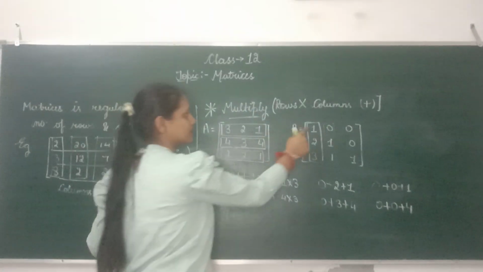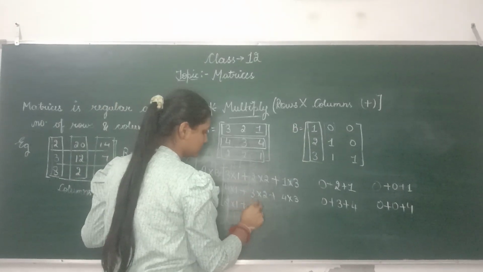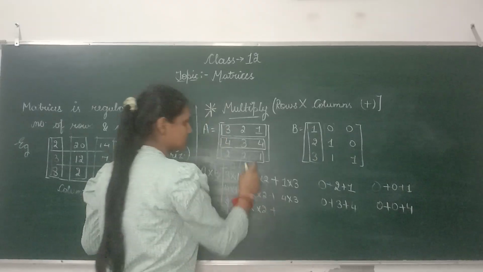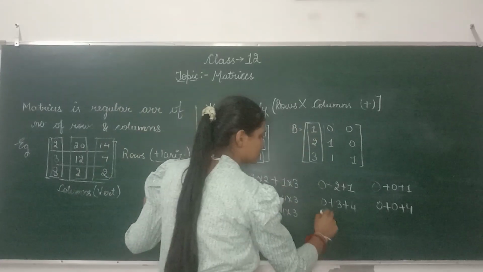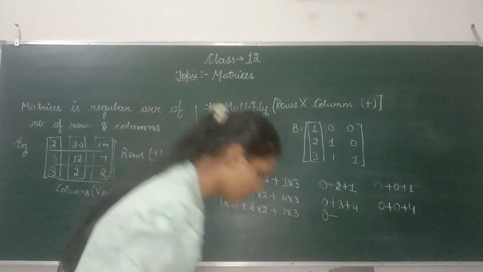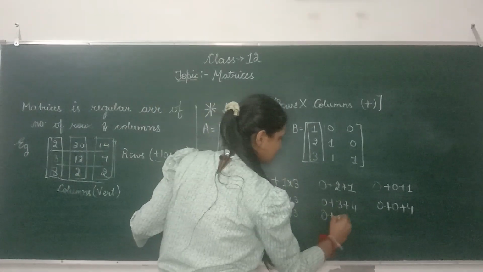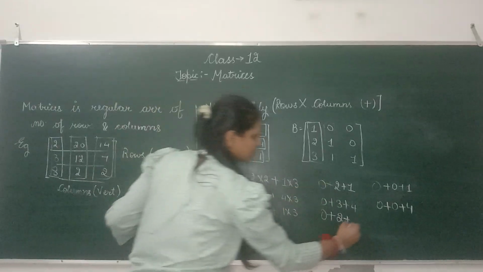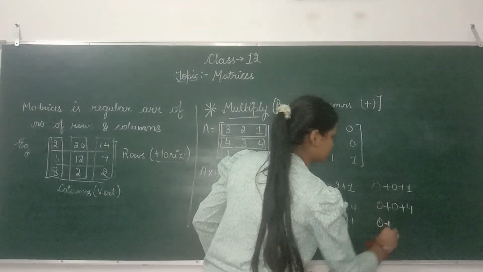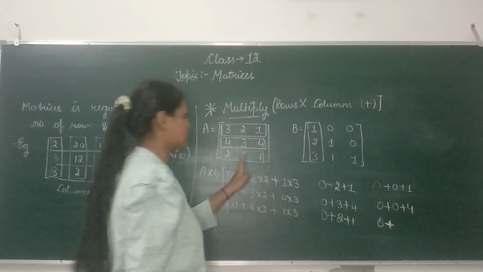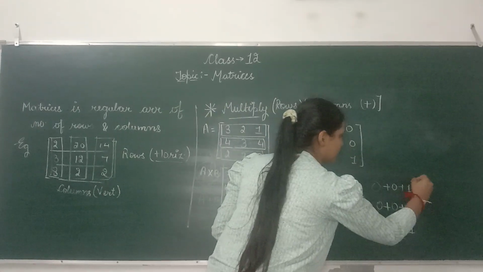First of all 2 multiplied by 1 is 2, 2 multiplied by 2 plus 1 multiplied by 3, 3. 2 multiplied by 0, 0 plus 2 multiplied by 0, 0. 2 ones are 2 plus 1 multiplied by 1, 1. Again 2 multiplied by 0 is 0 plus 2 multiplied by 0 is 0 plus 1 multiplied by 1 is 1.